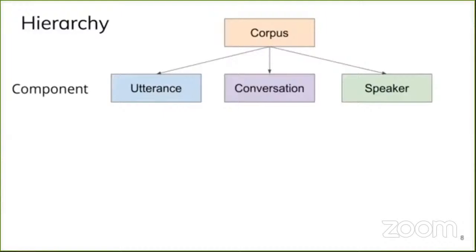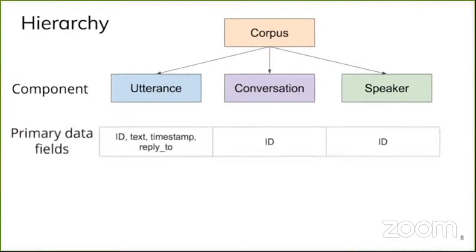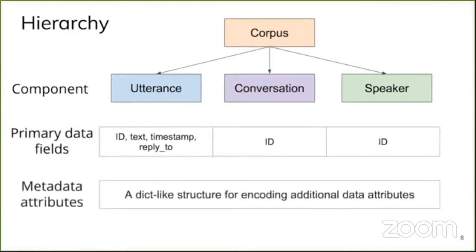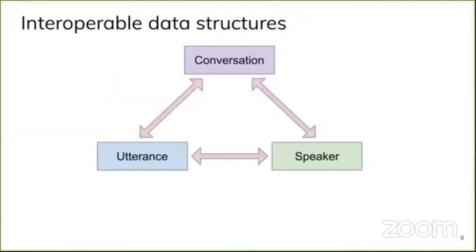Now, as first-class data objects, each of these components shares a consistent data format. Each of them has some set of primary data fields, such as ID, and each object has its own metadata, which is where we will encode additional data attributes, such as predictive features and labels.